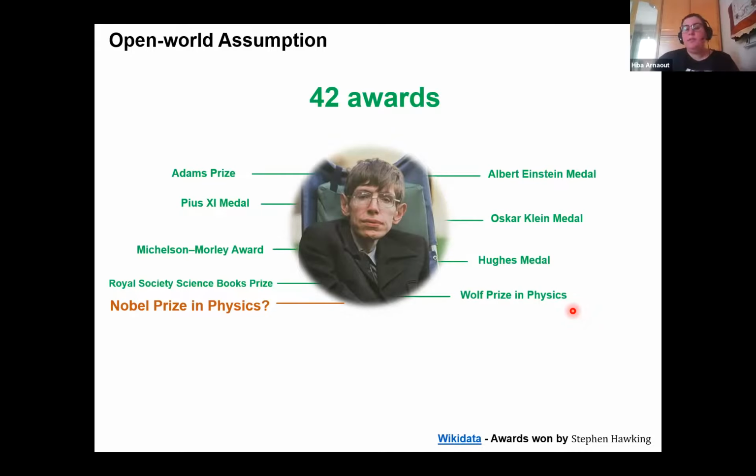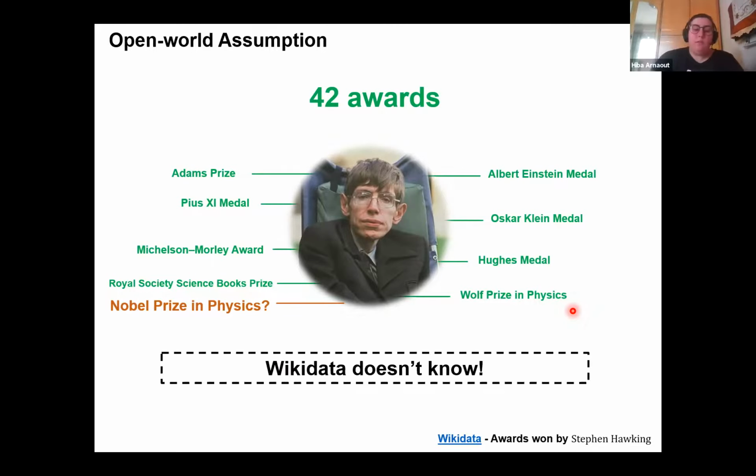Can we say that he didn't win it just because it's not in the knowledge base? Can we say he probably has won it, he's a popular physicist, and it's not added yet? All we can say is the knowledge base doesn't know because of the open world assumption, where we cannot assume that the absence of a certain piece of information means its falseness. All we can say is that the knowledge base doesn't know yet. It could be false or it could be unknown.